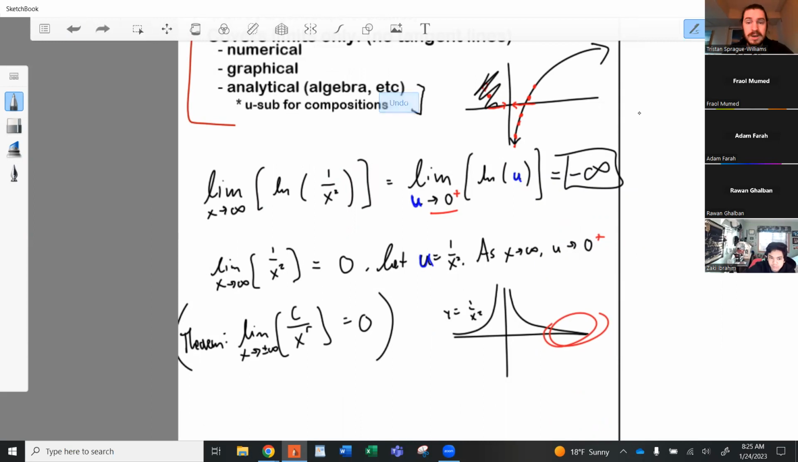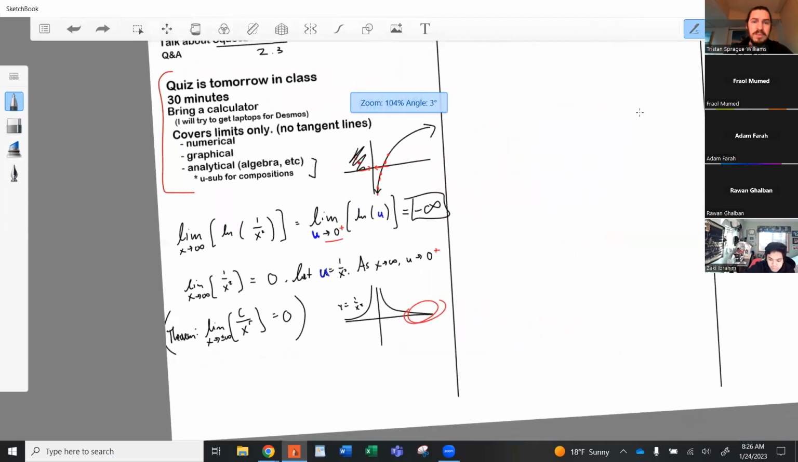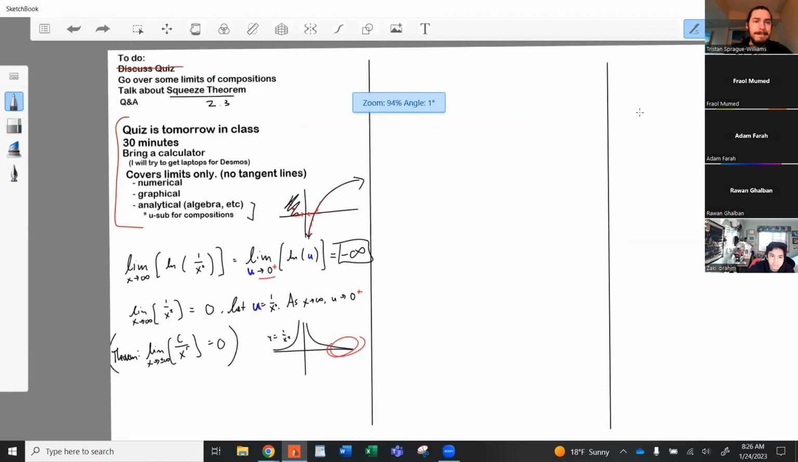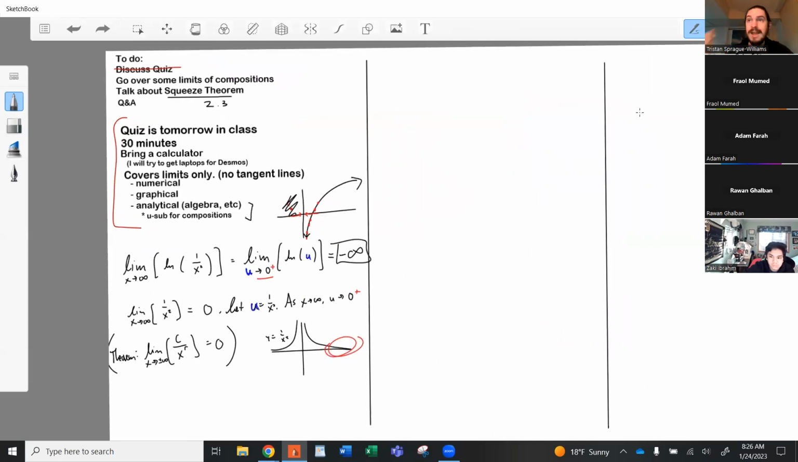So that's important. That's a little bit tricky to recognize. It's up to you to realize that this is a one-sided limit. It's not something that's just going to be handed to you. So that's one place where these composition problems can get a little tricky. Okay, they're not all like that though. Some of them are more straightforward.